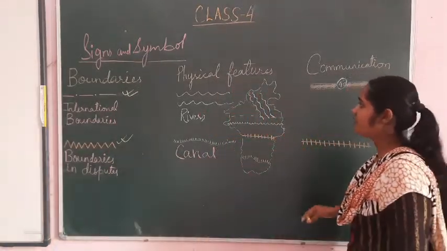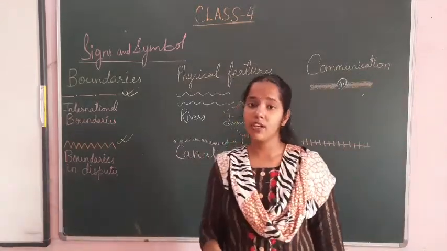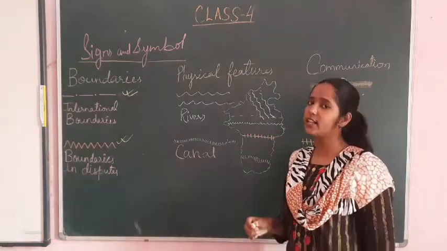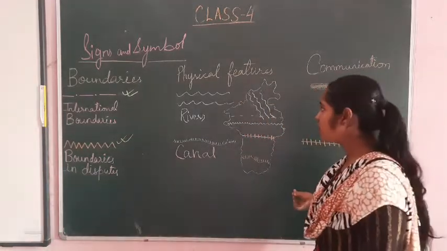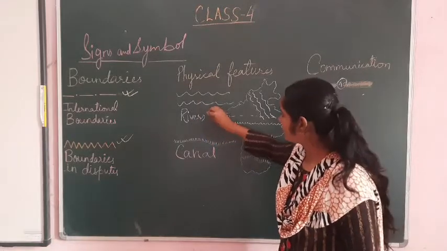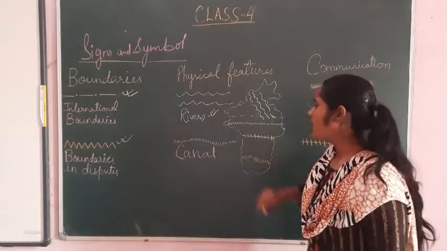Now come to the physical features. Now in physical features, what comes in? It includes river, mountain, desert, canal. These are all the things that come under physical features. Now this symbolizes what you can easily say, this is a river. Now this symbolizes a canal.